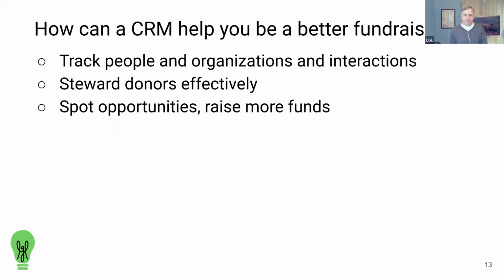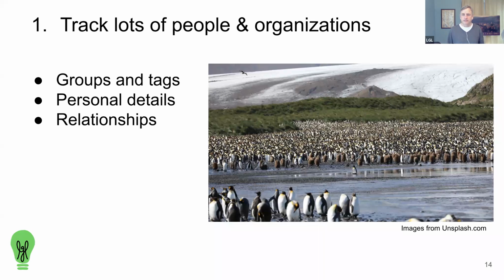So getting back to the specifics of how a CRM can help you be a better fundraiser, and these three areas: tracking people, stewarding donors, and then spotting opportunities. I just want to go through those and talk about some of the specific examples. Tracking a lot of people could look like a sea of data, and you need a way to organize that and make good use of grouping and tagging people and filtering, so that as you're putting together mailings or appeals, you are reaching the right people.